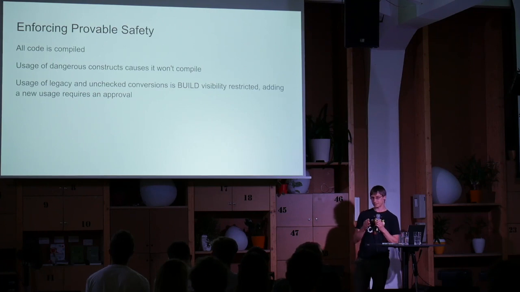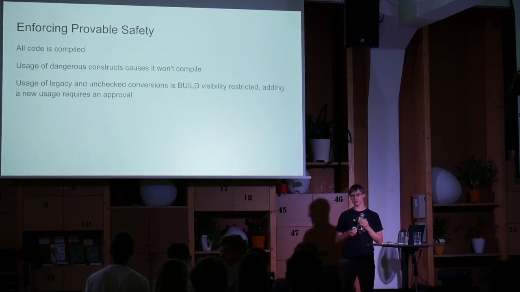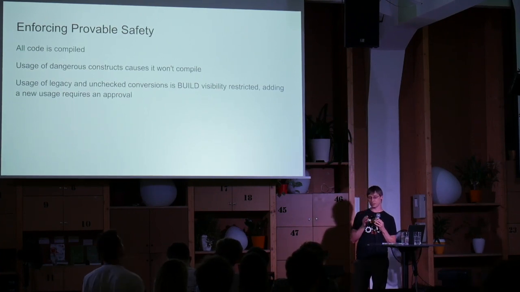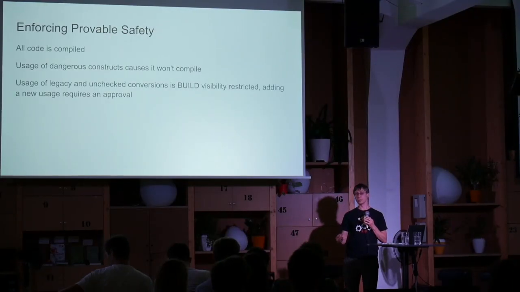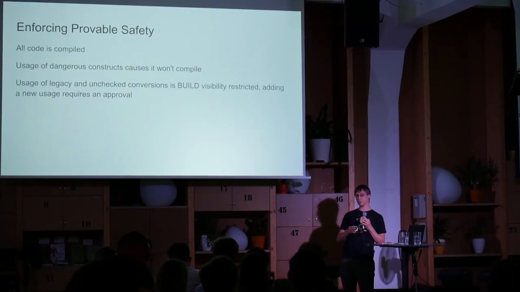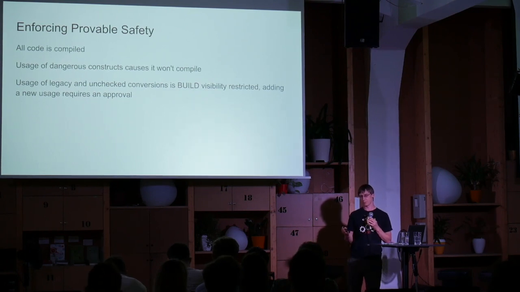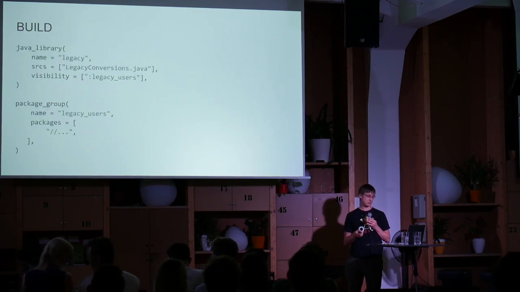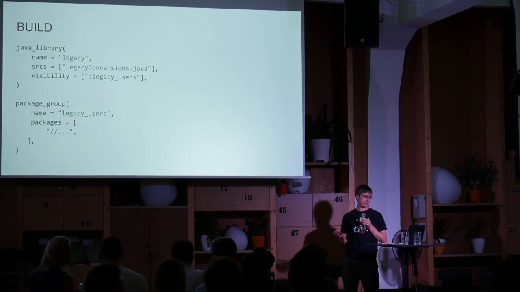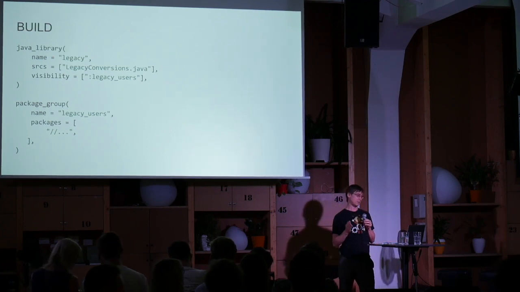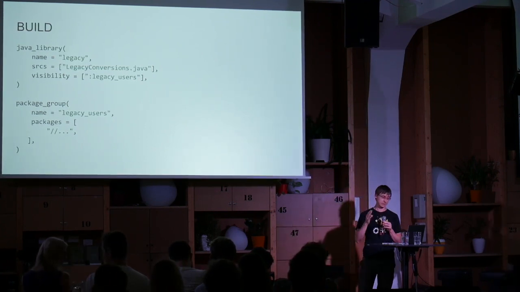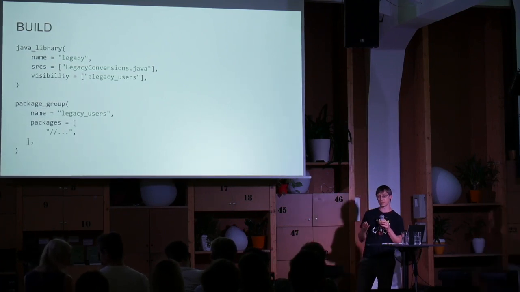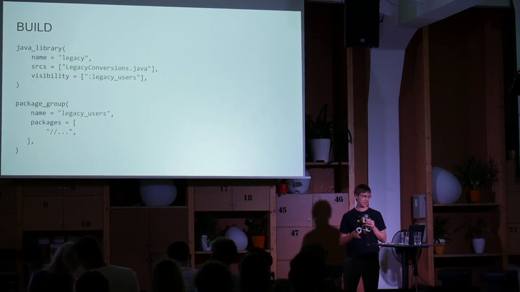Some special APIs, for example, the unchecked conversions, are visibility restricted, so that it means that if you want to call the unchecked conversion from your code, you couldn't depend on it directly, because you would need approval from a security reviewer that would allow you to depend on unchecked conversion directly. So this is an example of the visibility restriction. Let's say we have legacy conversion, and it allows only legacy users, which is a target in Bazel. This is a build system used at Google, which is now open sourced as Bazel.